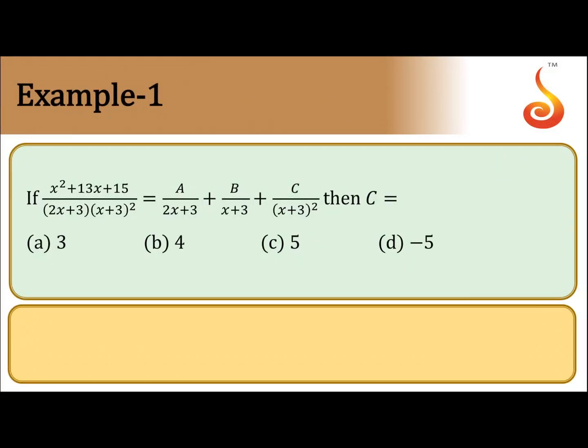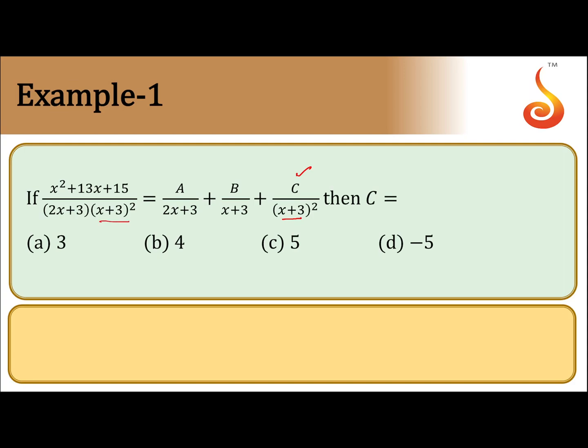Example 1. In the given fraction, you have to find the C value. As it is an objective question, we proceed by the technique of simplifying it down. To get C, take the denominator factor x plus 3 equals 0, with the highest power of the factor.